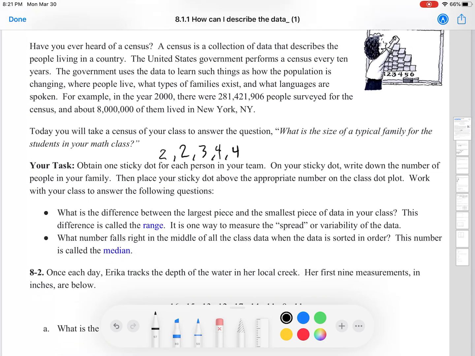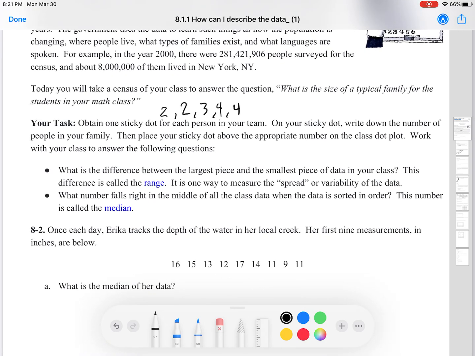Today, we're going to take kind of a census of the class. I just put 5 students up there. Let's say that the first student had 2 people, and then the others had 2, 3, 4, and 4. I guess I just meant by siblings, but maybe this one should have been for everybody. Either way, it was just an example for you to get an idea of what that looks like.